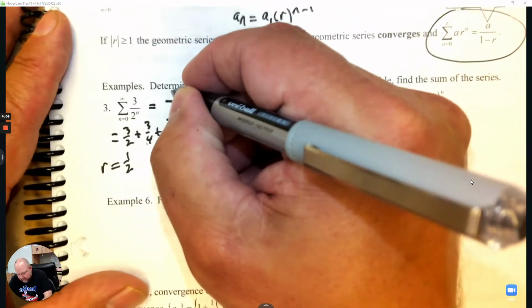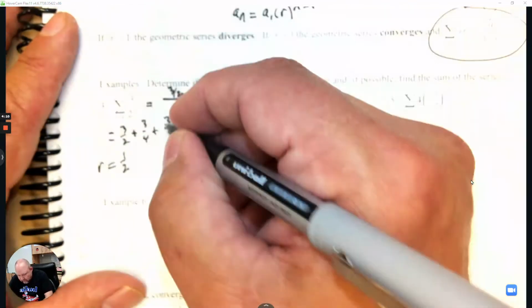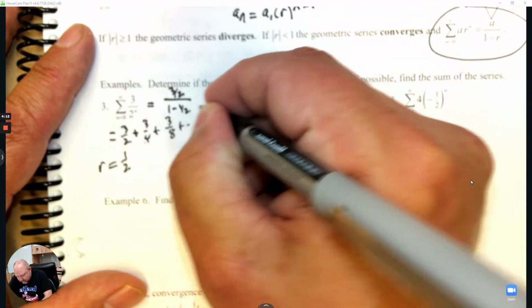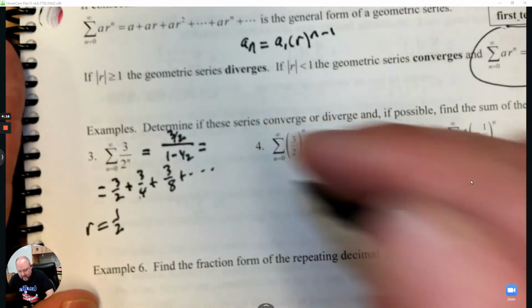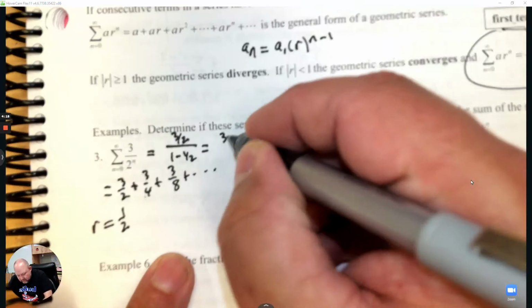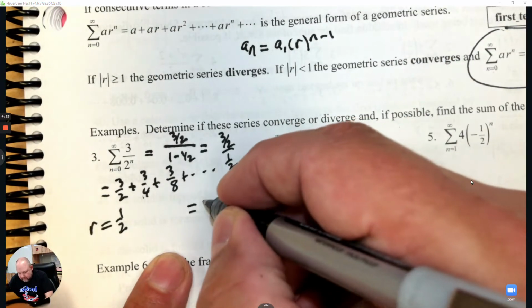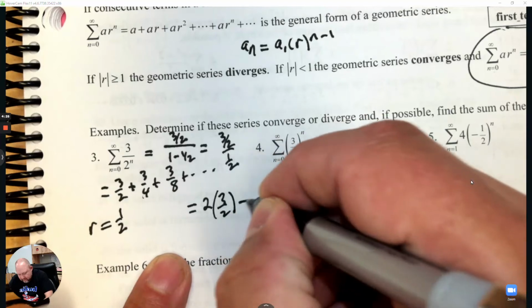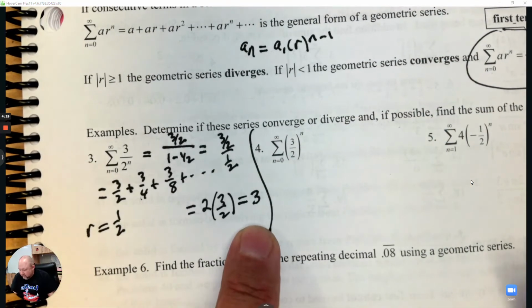What formula do we use if it converges? The numerator is the first term, which is 3 over 2. The denominator is 1 subtract the common ratio. And then I simplify that. So what I have is 3 over 2 divided by a half. When you divide by a half, you multiply times the reciprocal. The 2's cross out, and you have the answer, which is 3.